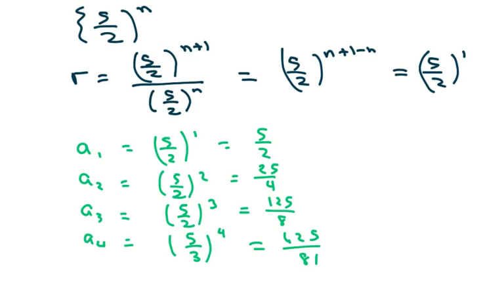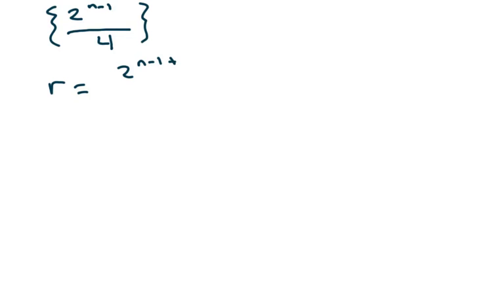Okay, the next set is more the medium set. It's going to get a little harder. And my sequence is 2 to the n minus 1 power over 4. So I'm going to do the next term. So my next term would be 2 to the n minus 1, then we're adding 1, because that would be the next term, over 4, over my current term, which is just that one.